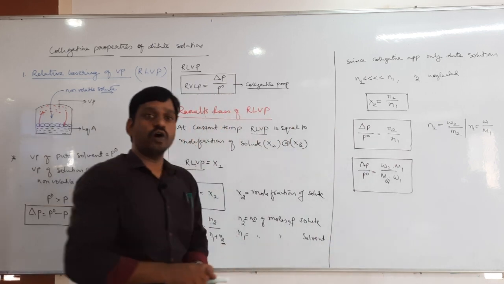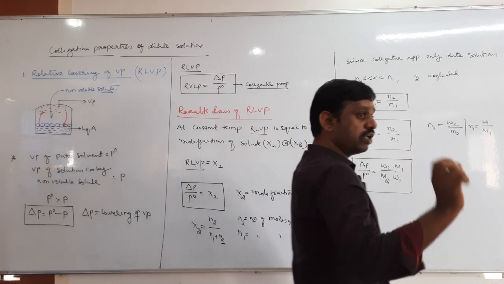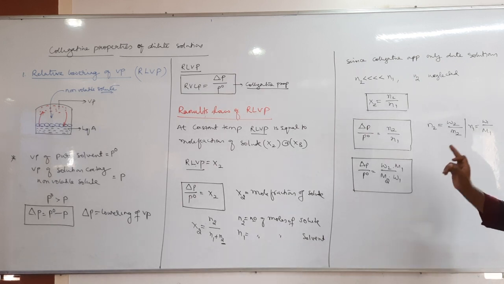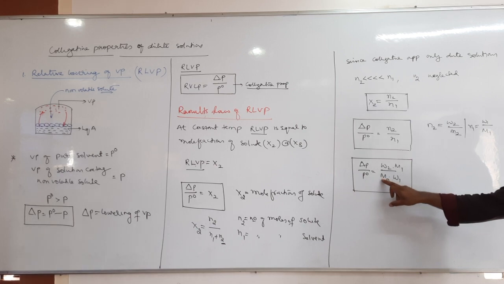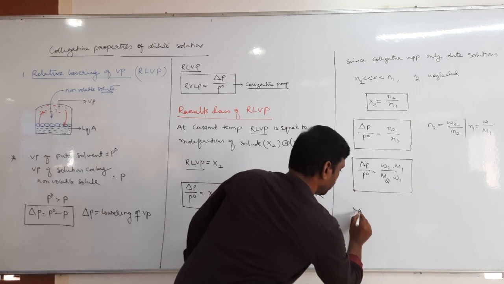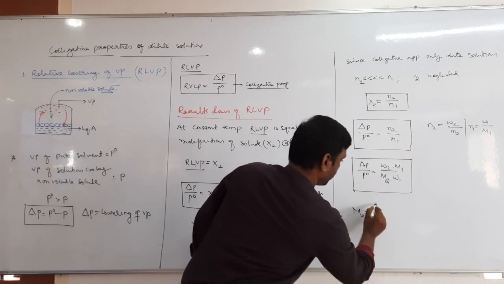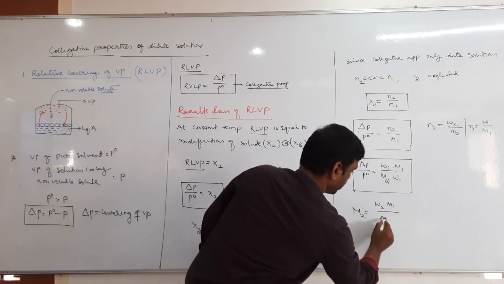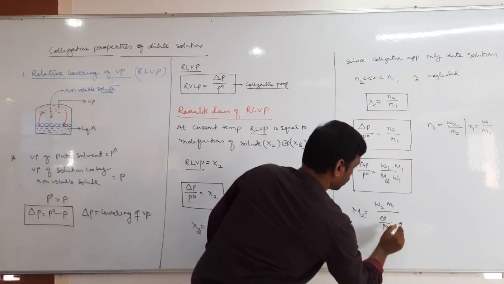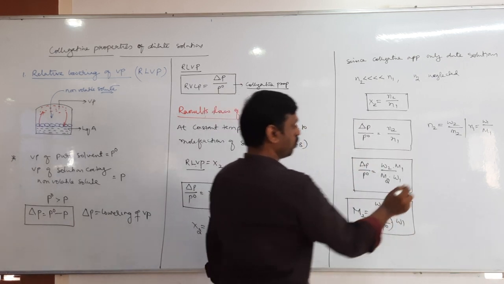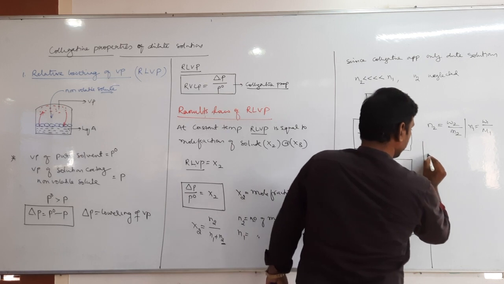But what is the importance of all colligative properties? Yesterday we have studied that by using colligative properties, one of the important applications is that you can calculate the accurate molar mass of the solute, that is M2. So what is M2 in this case? The molar mass of the solute M2 is equal to W2 into M1 by delta P by P naught into W1.